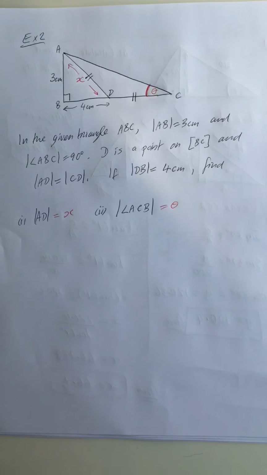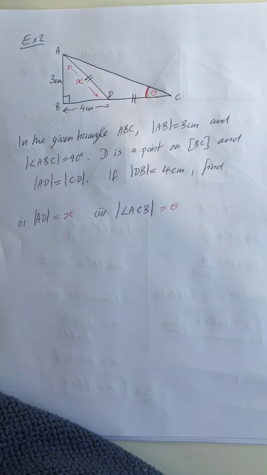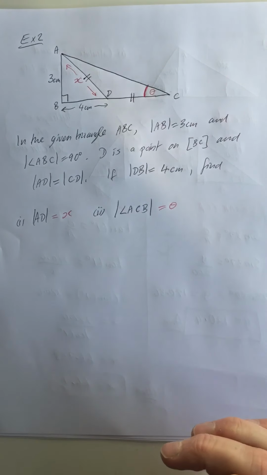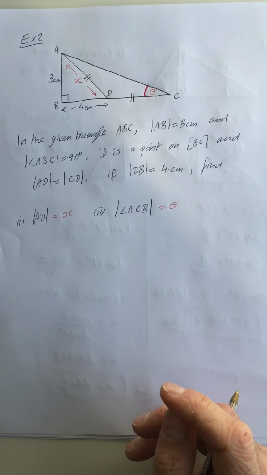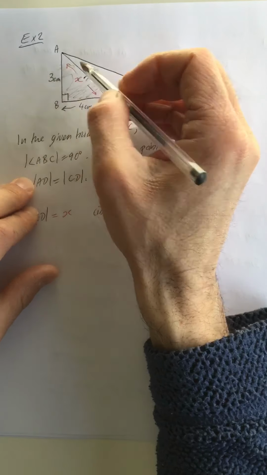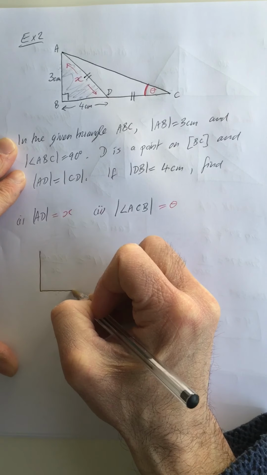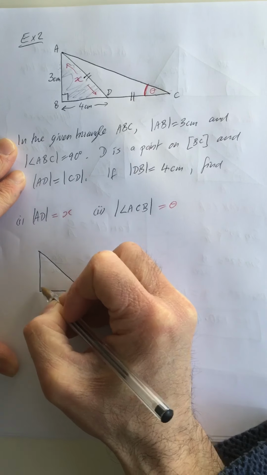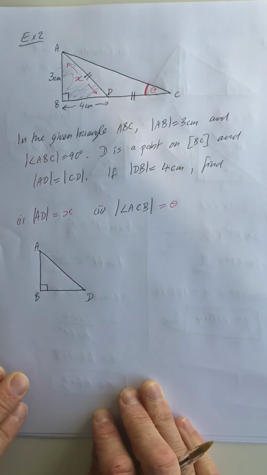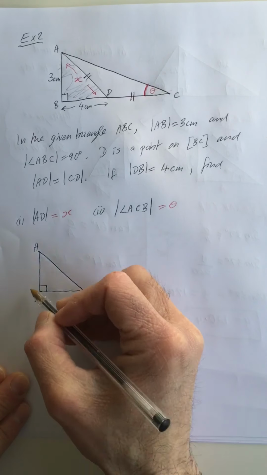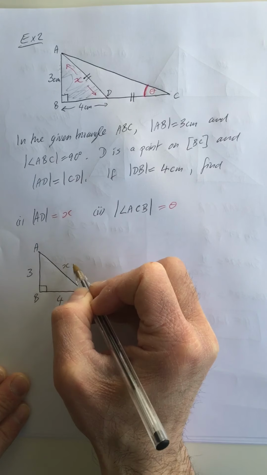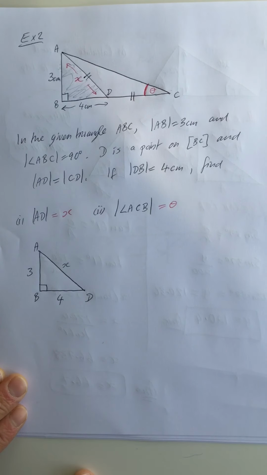Now, a bit like example 1, how do we approach a problem like this? Whenever you have a problem like this, we want to chop this shape up into triangles, preferably right angle triangles. Now, if you look carefully, there's a small right angle triangle here. So I'm going to draw that on its own. So that's A, B, D. There's one triangle. I'm going to fill in all the information on that triangle. I know the height of this is 3 centimeters. I know the bottom of it is 4. And then this is called X, which is one of the things I'm looking for.